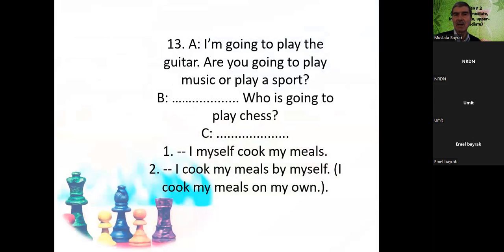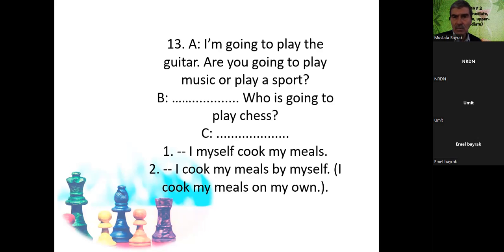I'm going to play the guitar. Are you going to play music or play a sport? I'm going to play a sport. Who is going to play chess? Elizabeth is going to play chess.